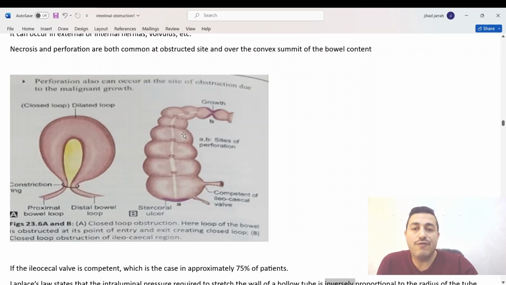Either the site of obstruction, for example, if we are talking here, either in this site where the obstruction happens, where the tumor is present or whatever the lesion, or in the cecum. This is clinically important. We have to check the cecum.